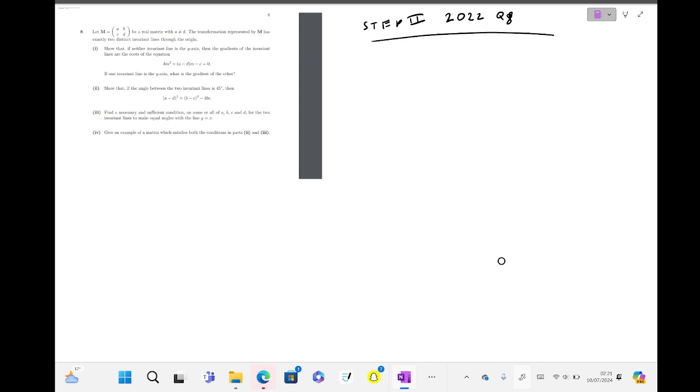So we have the matrix M, which is (a, b; c, d), a real matrix where a does not equal d, and the transformation represented by M has two distinct invariant lines through the origin. Okay, so the process of finding an invariant line is literally just core pure, the matrices chapter, or the linear transformations chapter in core pure 2. I don't know where it is. Anyways, it should be in core pure.